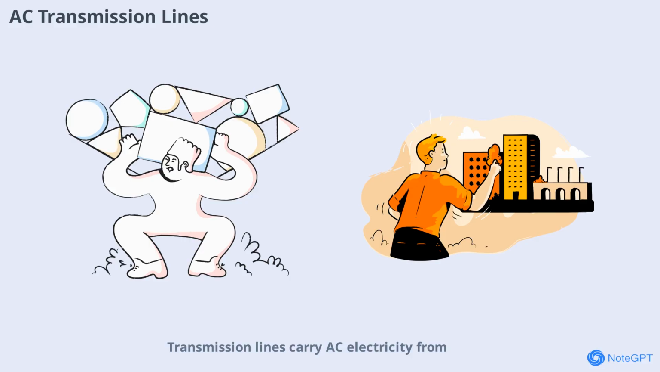Transmission lines carry AC electricity from power plants to homes and businesses. High-voltage lines reduce energy loss during transmission, and transformers step down the voltage for safe use. The design and maintenance of transmission lines are crucial for reliable power delivery. Understanding how electricity travels from generation to consumption helps us appreciate the complexity of our power grid.